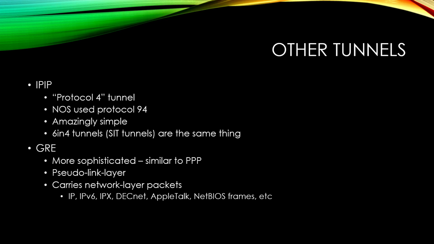GRE, generic routing encapsulation. This is a protocol that's actually somewhat similar to PPP in the sense that it actually has a protocol field. So it says, okay, this is a GRE packet, this is carrying whatever. This is carrying IPv4, IPv6, DECnet, IPX, AppleTalk, NetBIOS, Frames, OSI, who cares? It actually kind of is its own link layer protocol. And I'm sure you could probably take the contents of a GRE packet, send that over a serial line, and come up with a relatively questionable quality link layer protocol.